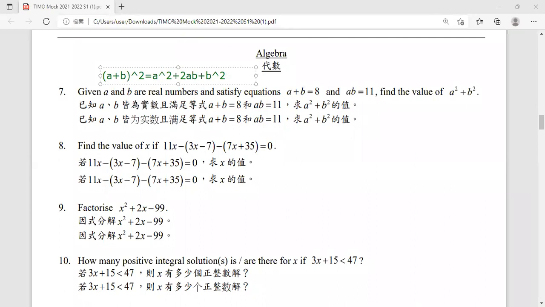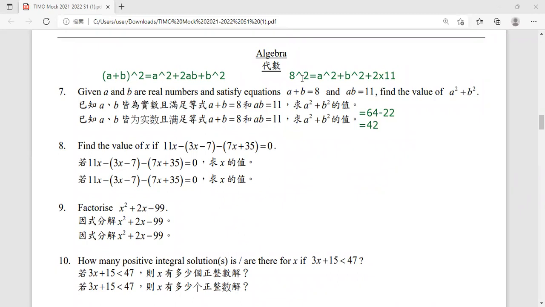Of course, you can say x equal to a minus b. But if I have this one, then I will do something like this, and I can put x squared equal to a squared plus b squared minus 2 times 11, plus 2 times 11. So that will be equal to 64 minus 22, then 42. Just that. A squared plus b squared is equal to 42.